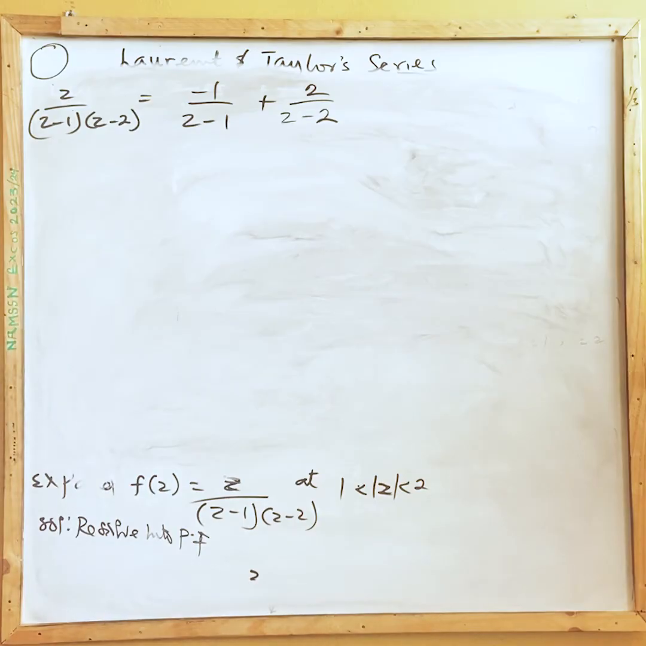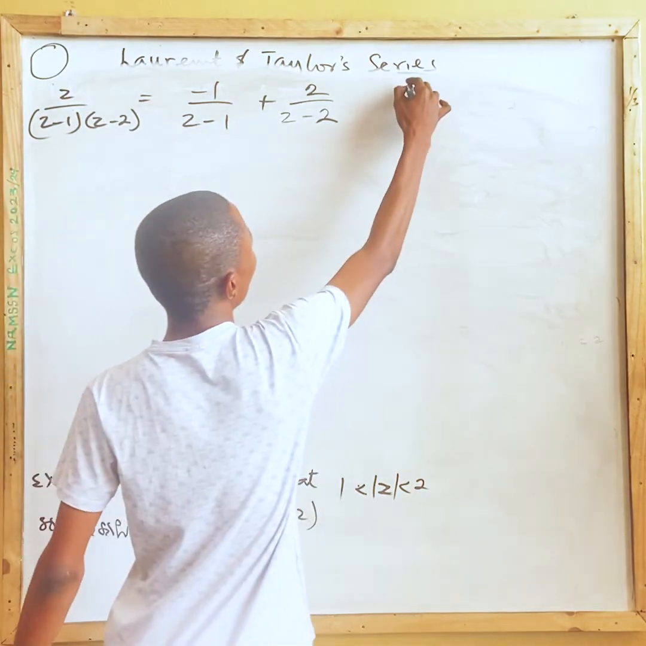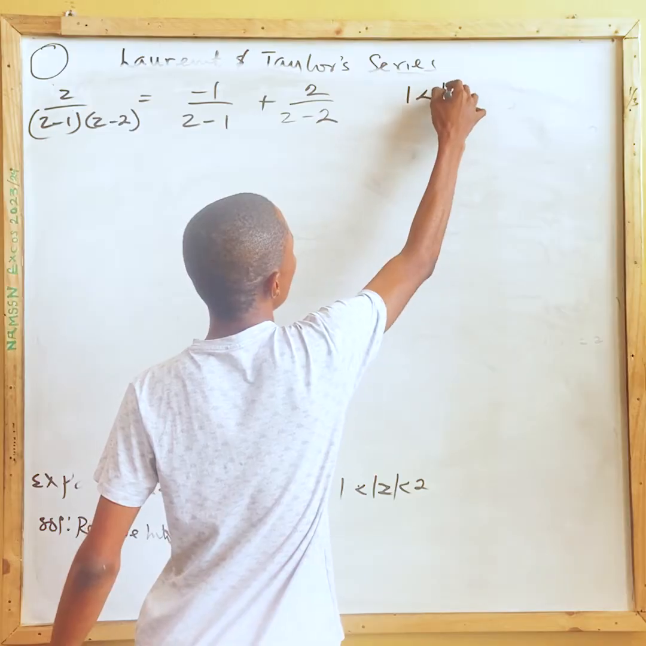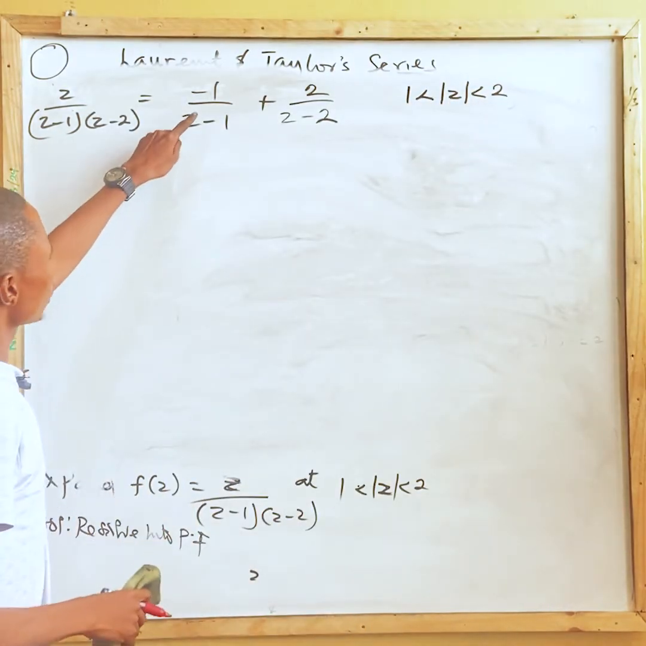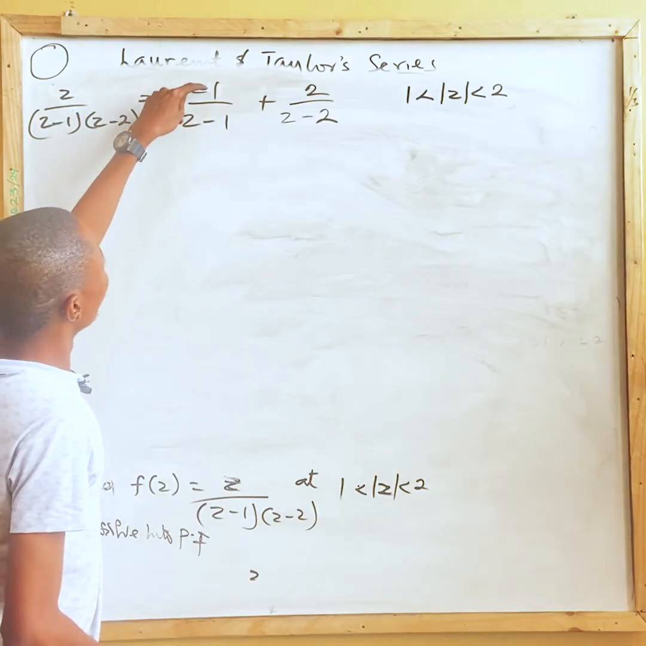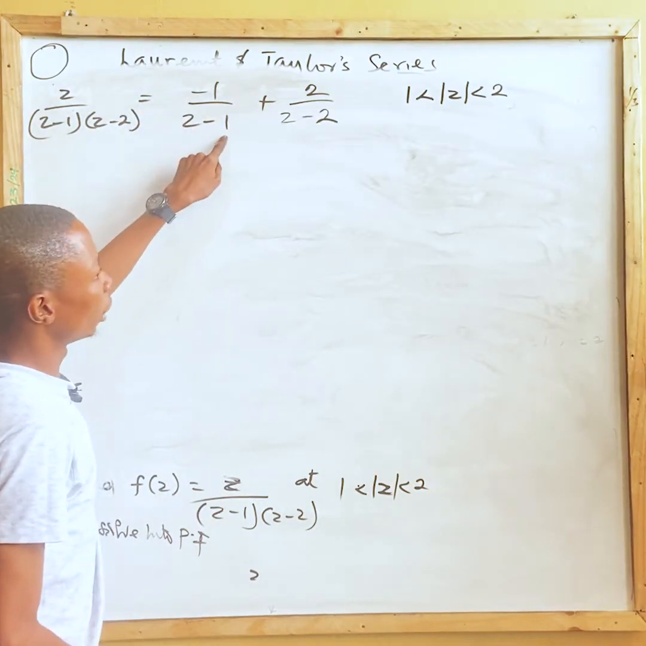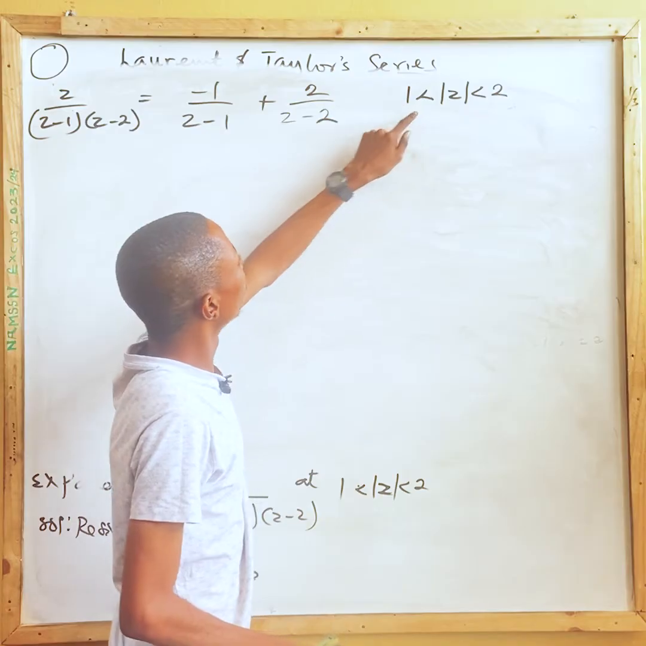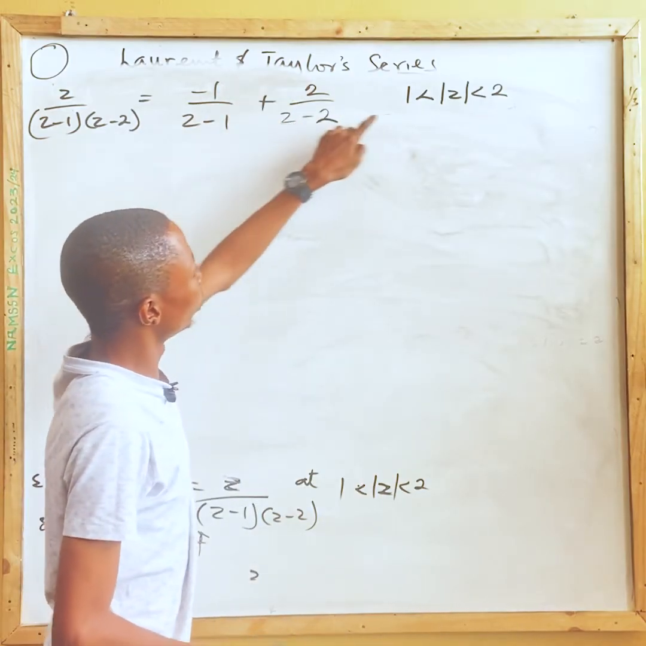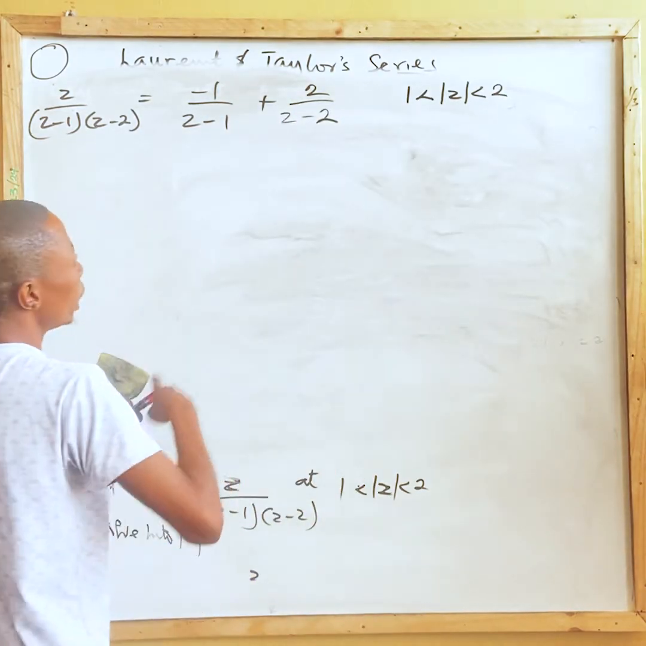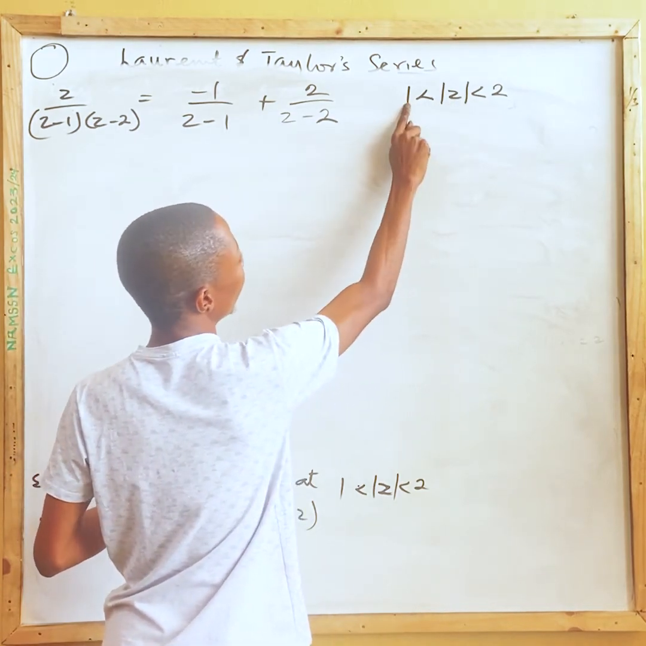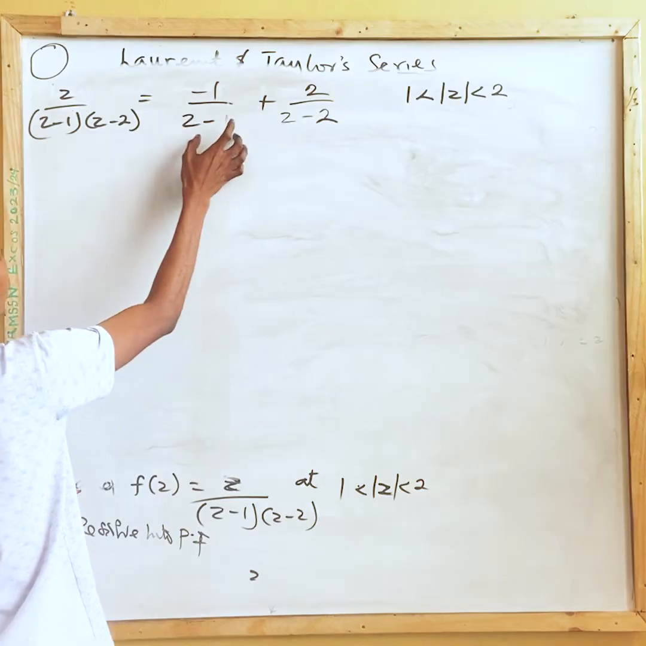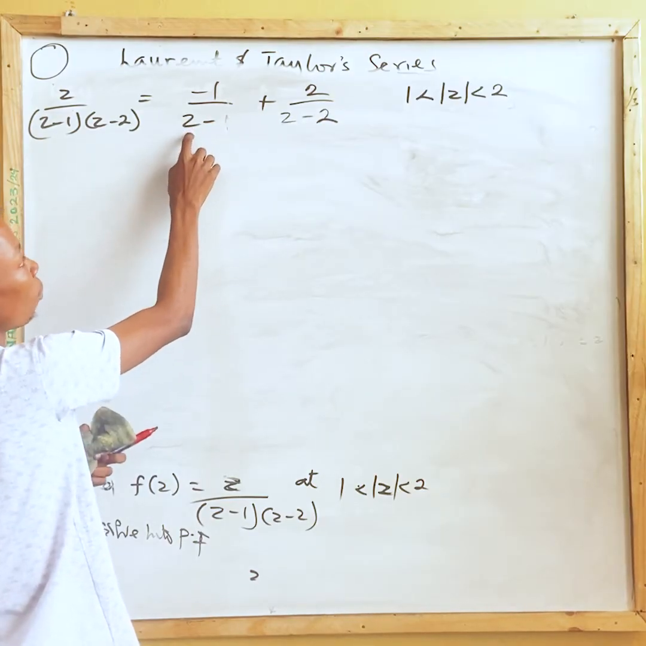So don't forget, we are expanding where 1 is less than the absolute value of z and that z is less than 2. Now, for the first fraction, minus 1 over z minus 1, this one will go for it. For the second fraction, 2 over z minus 2, this one will go for it. Now, the meaning of this is that 1 is less than z, it means z is greater than 1. So under this, z will be our common factor.